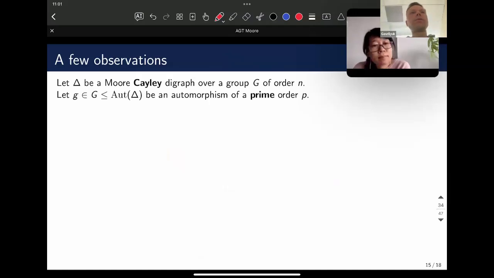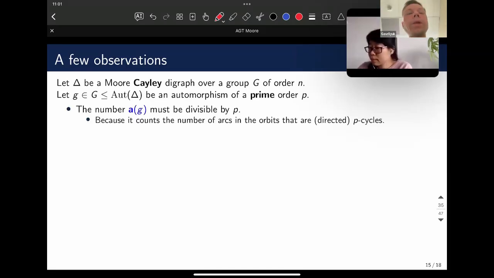So we will need a few observations to make it work. So again, as before, let delta be a Moore Cayley digraph over a group G of order, say, n, and let G be an automorphism of a prime order P. So the first trivial observation is that P must divide the number A of G. It is because, as I already observed, A of G counts the number of arcs in the orbits which are directed P cycles.